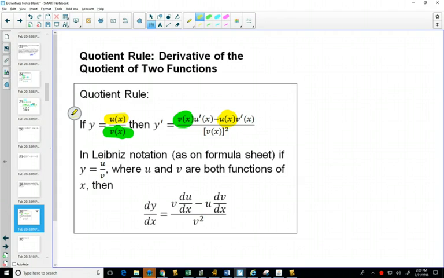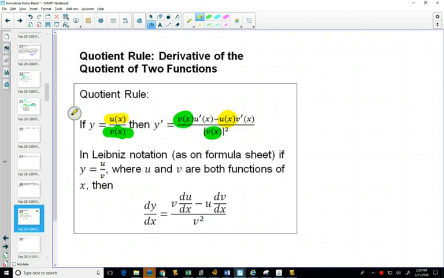So very similar to the product rule in that you're keeping one the same, multiplying by the derivative of the other one. In the quotient rule, we're subtracting. And then in the quotient rule as well, we keep the bottom one the same and square it on the bottom. So color coding it.